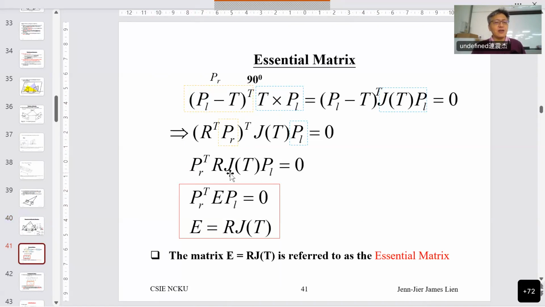And we define the R and the T. This is inner product. This is called essential matrix. So essential matrix will include rotation and translation in 3D. So this becomes 1 by 3, 3 by 3, and 3 by 1, so it becomes 0. So this is called essential matrix.